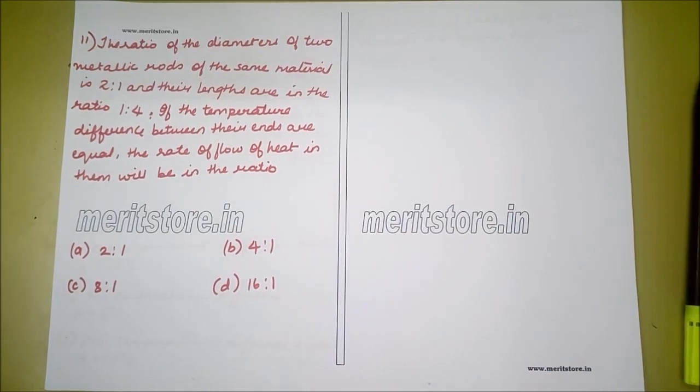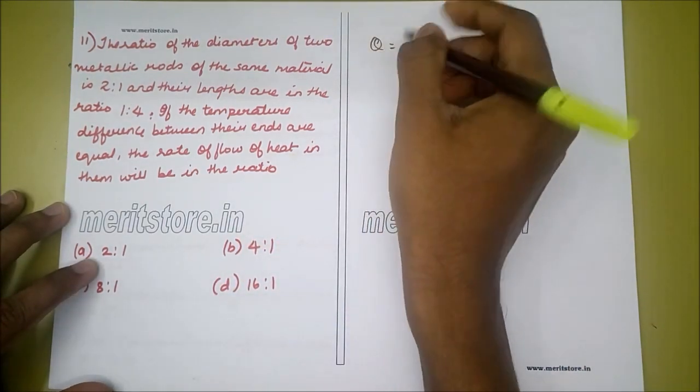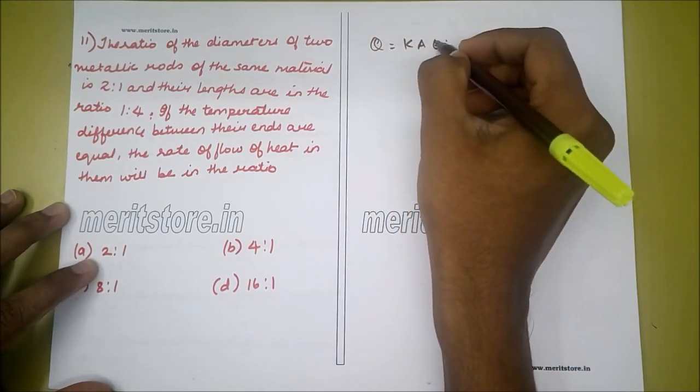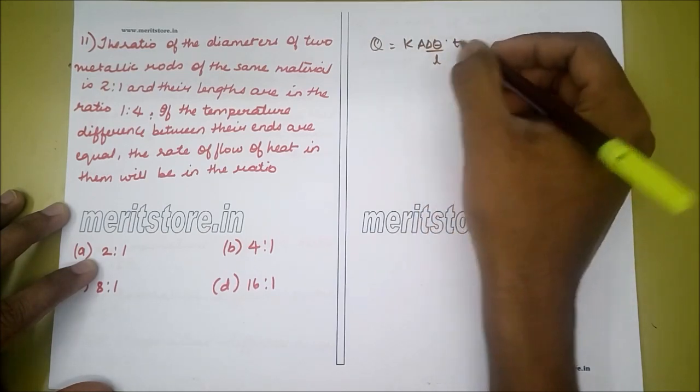The ratio of diameters of two metallic rods of the same material is 2:1, and their lengths are in the ratio 1:4. If the temperature differences between their ends are equal, the rate of flow of heat in them will be in the ratio. The options given are 2:1, 4:1, 8:1, and 16:1. Now the heat flow Q is given by K A delta theta upon L times T.